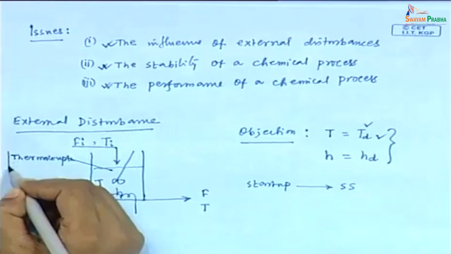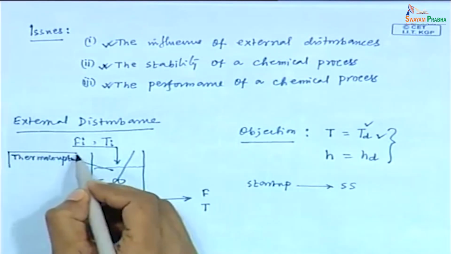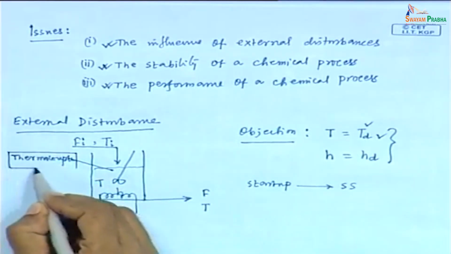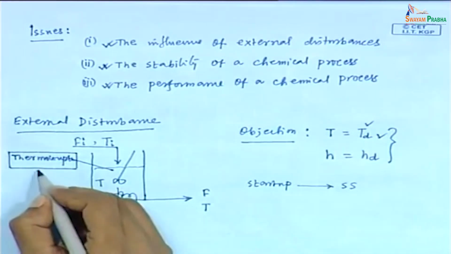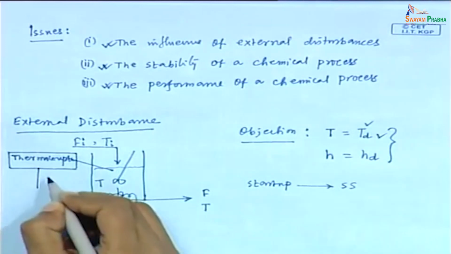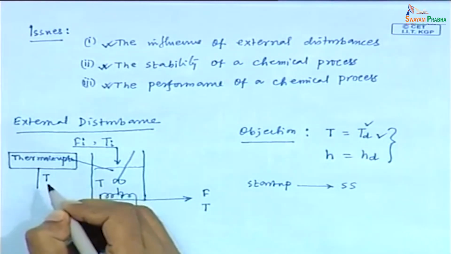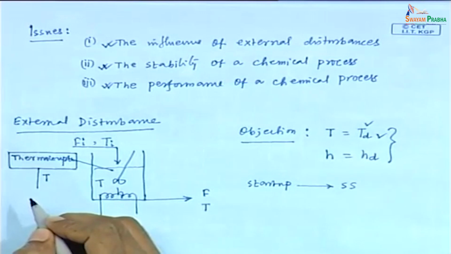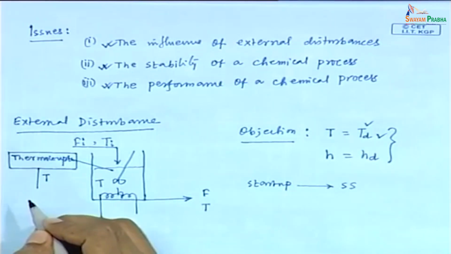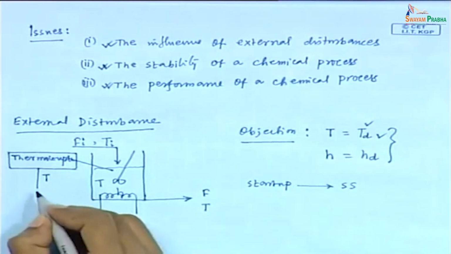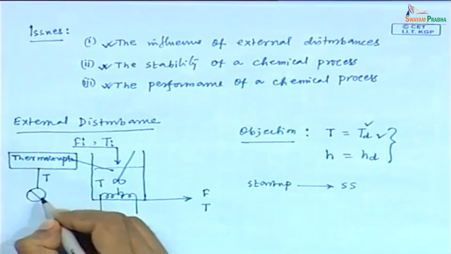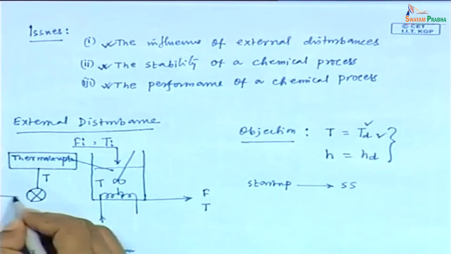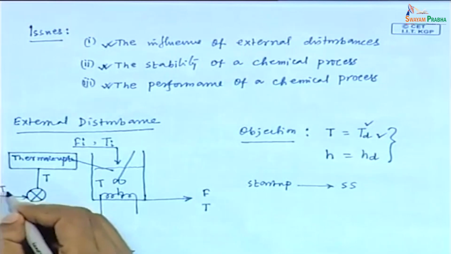So this is a thermocouple employing which we can measure the temperature of this liquid. And suppose the thermocouple outlet, I mean the temperature which is measured by that thermocouple, is exactly the liquid temperature T. Now this temperature is then compared with the desired value, that is Td.